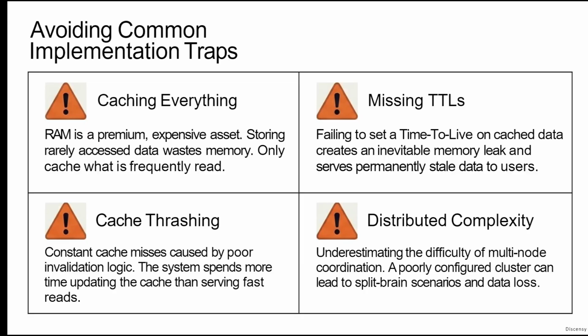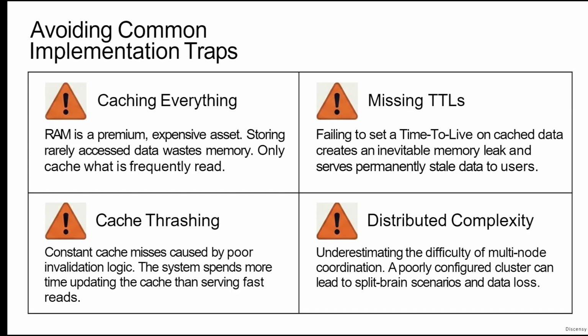Avoiding common implementation traps, or avoiding making simple mistakes, right? Caching everything. RAM is a premium, expensive asset, right? Storing rarely accessed data wastes memory. Only cache what is frequently read. So RAM is something existing very close to the front end in order to fetch the data, right? Caching everything is a trap. And then missing TTLs.